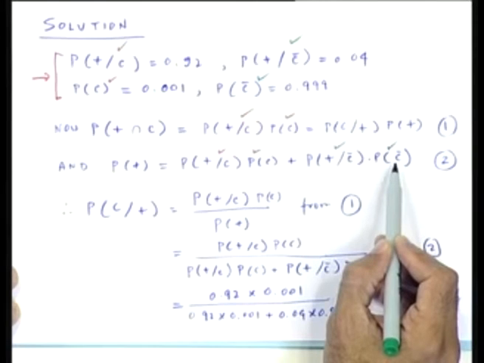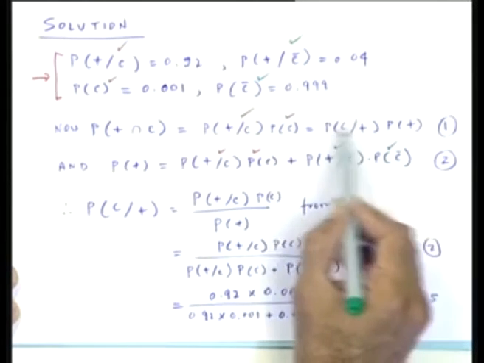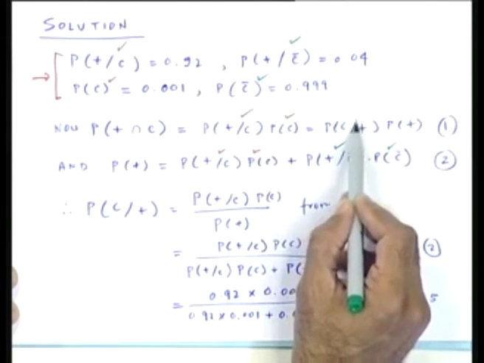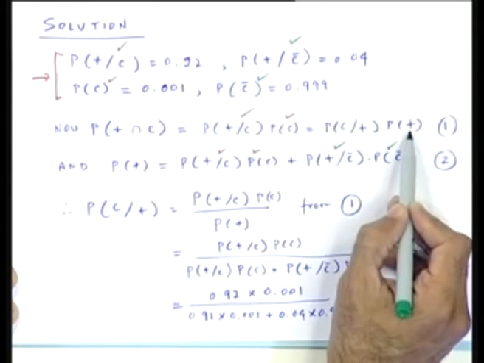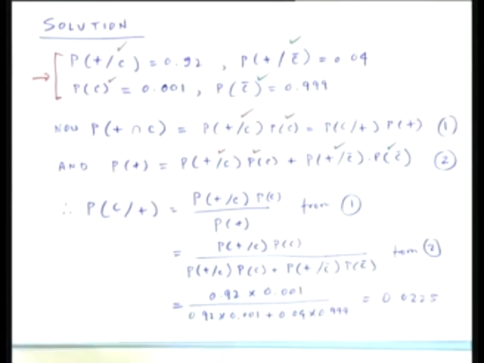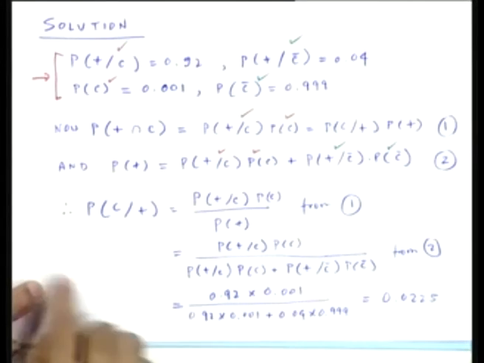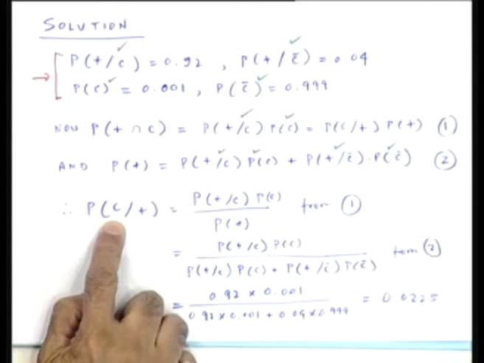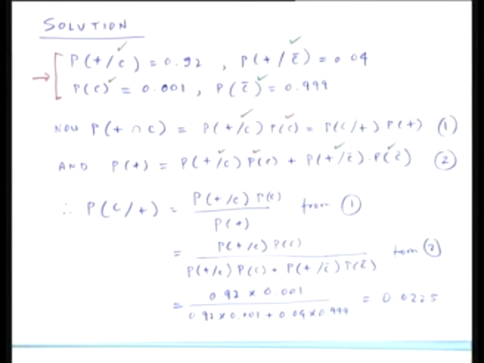Now the only thing I need to find out is the probability of C given that the test is positive, because this is something I'm going to be calculating. So let's see if I could calculate this quantity here. What is this probability? This is the critical question: what is the chance that the person has cancer given that the test is positive?